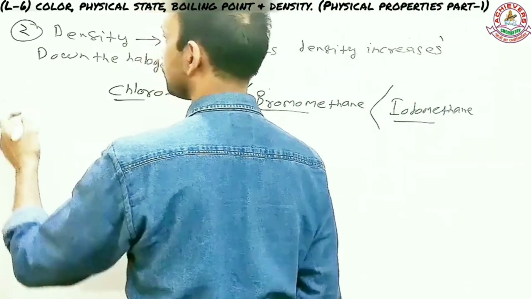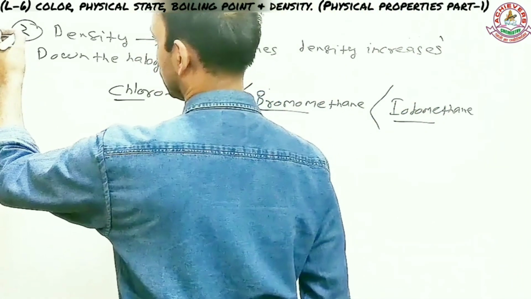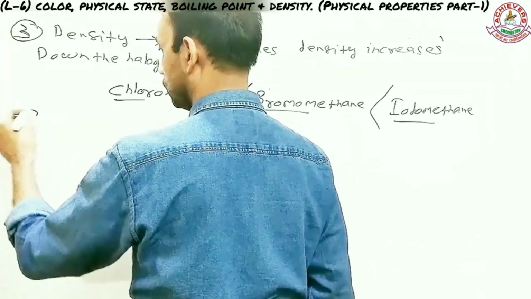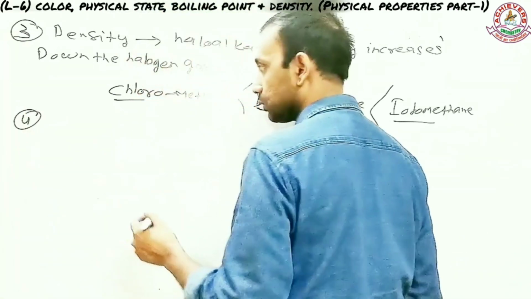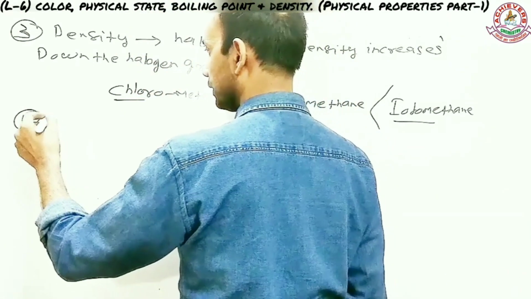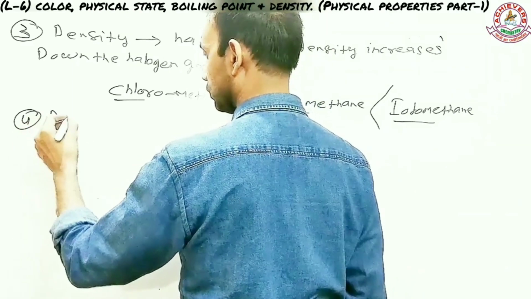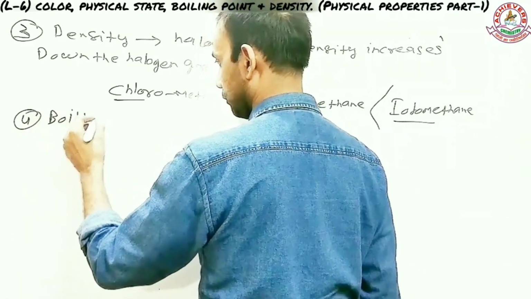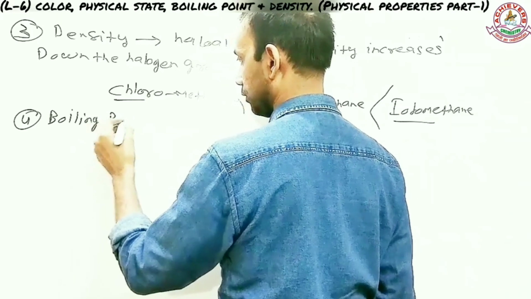The third, it was the third. So let's talk about the fourth one. What is the fourth one? The fourth one is about boiling point. So this is going to be something very important, boiling point.